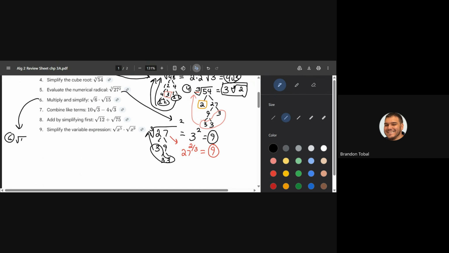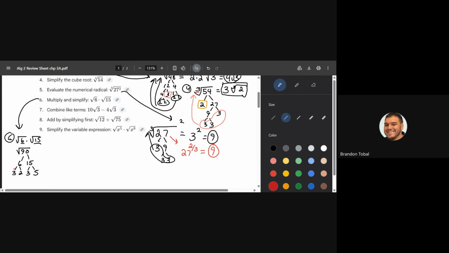It's going to be the square root of 6 times the square root of 15. When you multiply roots, you can multiply the insides. So 6 times 15, square root 90. Now I need to break down 90. To make your life easy, you know two numbers that already multiply to 90, 6 and 15. And from there, I'm going to break it down, 3 and 2, 3 and 5.